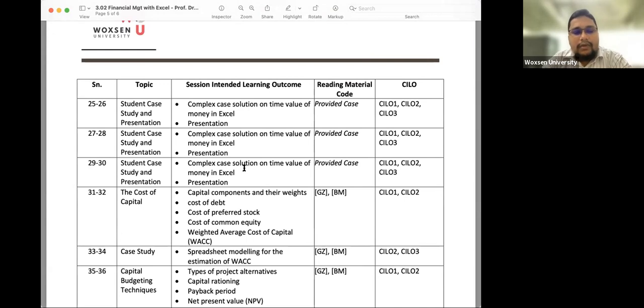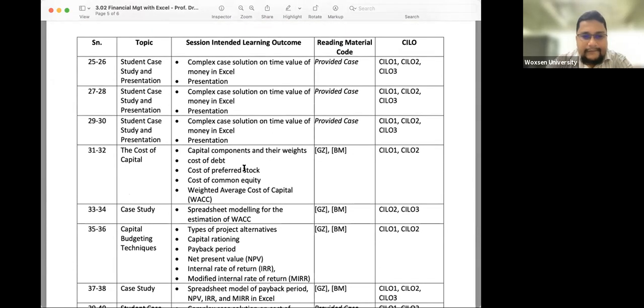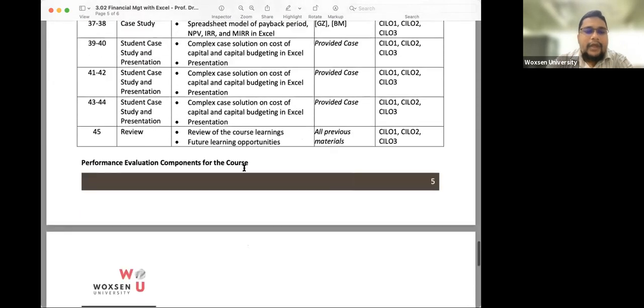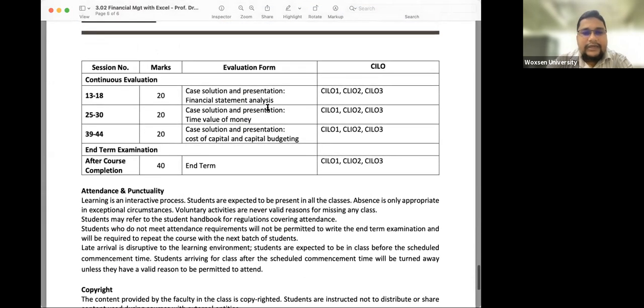By this Friday, you will get the case, and this time the case is not going to be very big, so that you can submit before the next class, and also present during the next class. And you know that in the second case study you have 20 marks allocated, like the first one.